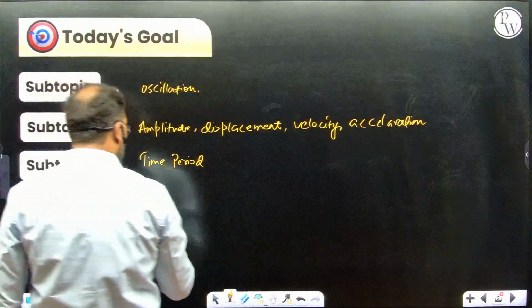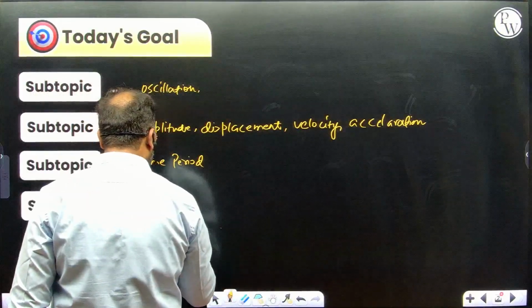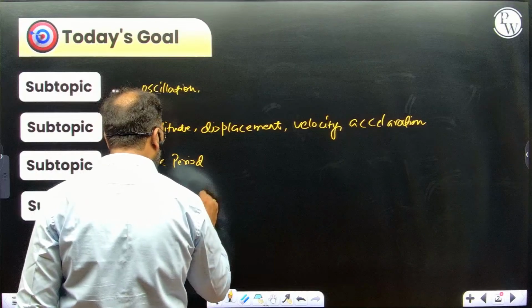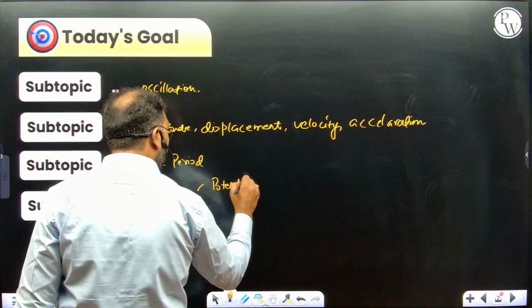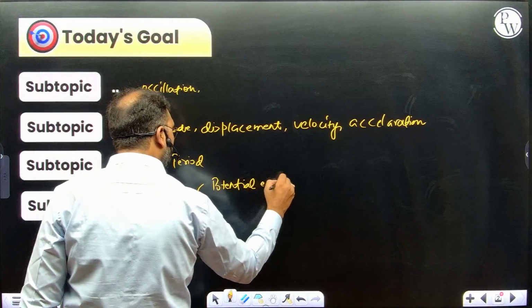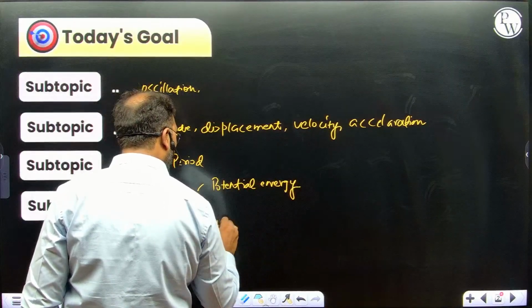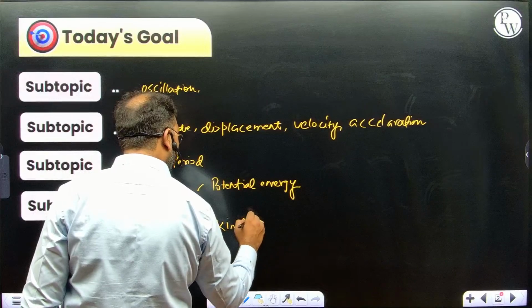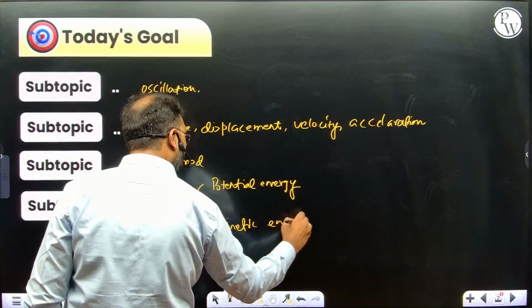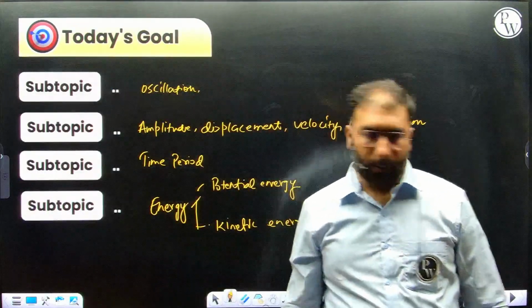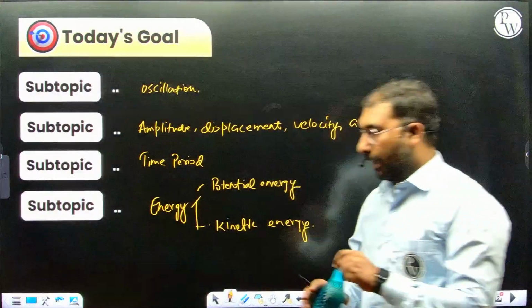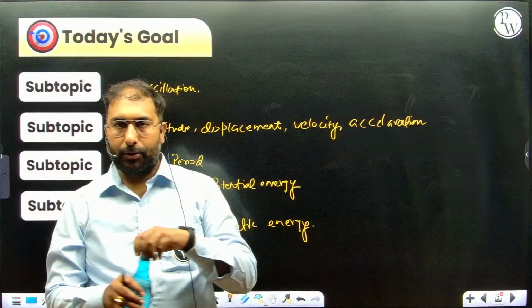Then we have to write down the energy of the particle performing oscillation, like potential energy as well as kinetic energy. You have to find out the potential energy. You have to find out the kinetic energy. So I'll explain how to write down all these topics. I'll be mentioning these topics now.